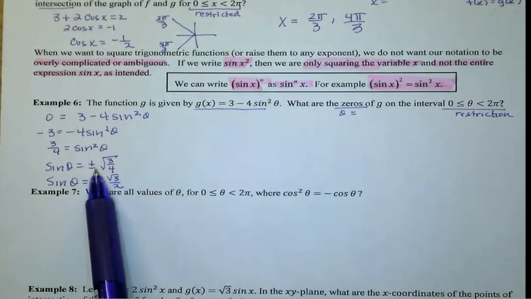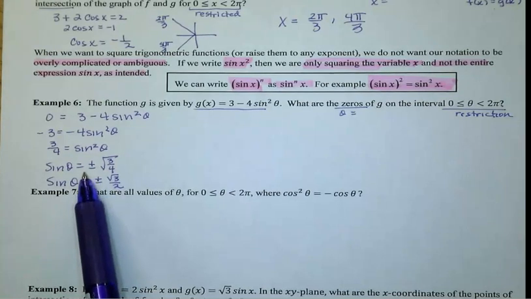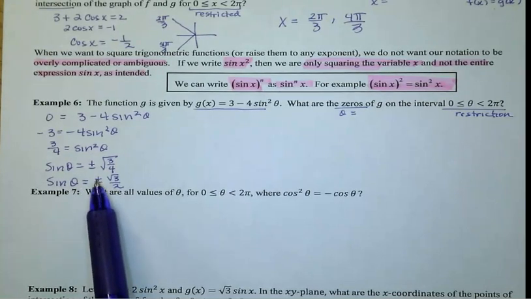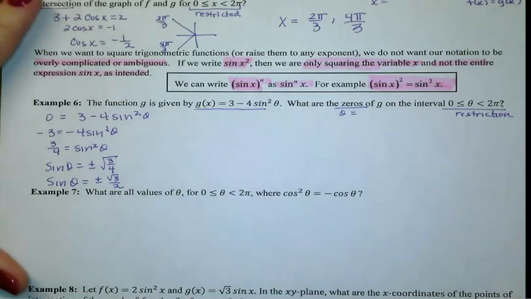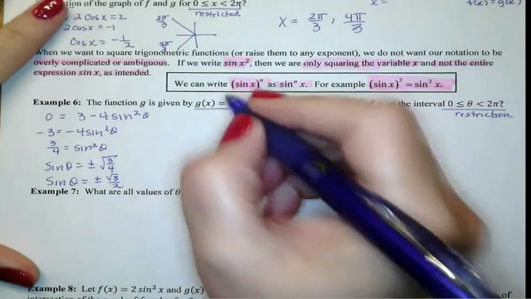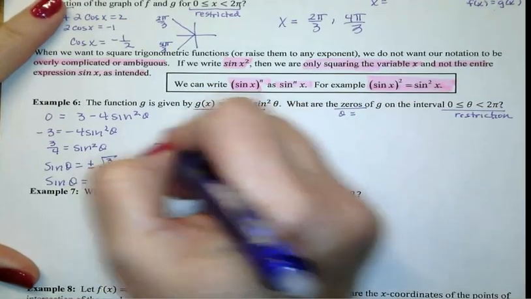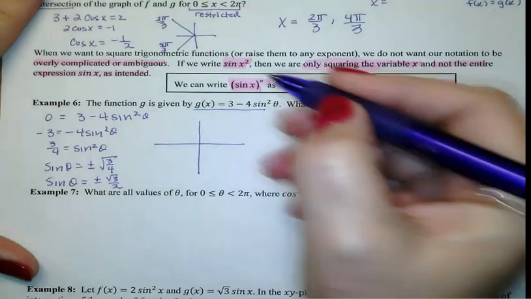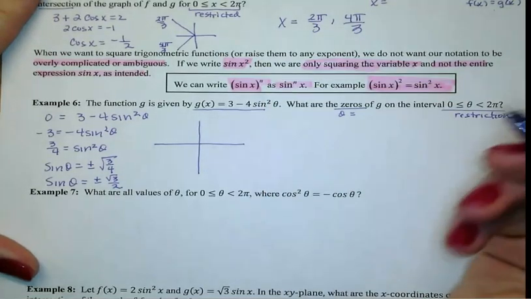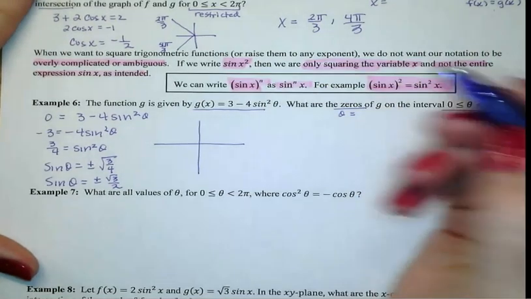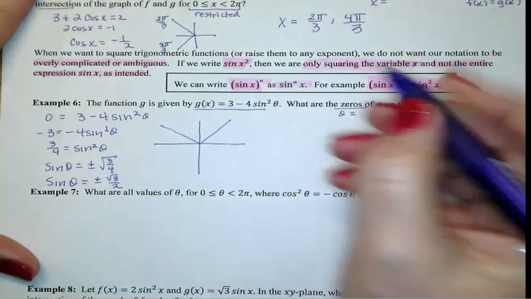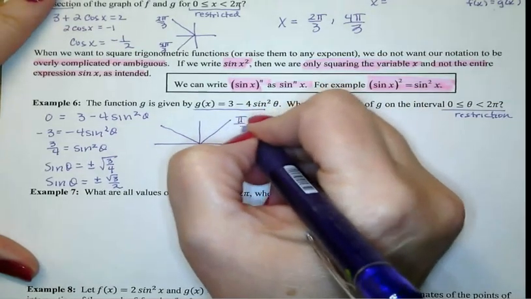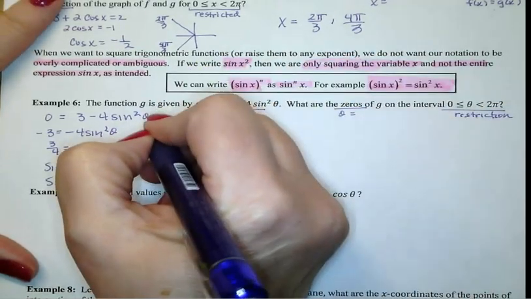Remember, when you take the square root, you need that plus or minus, or you're going to lose part of your solutions. So I have plus or minus square root of 3 over 2, because the square root of 4 is 2. So then I'm looking at my equations. Plus and minus means that I have 2 positive and 2 negative. So the two places that sine is positive, root 3 over 2, would be in the first quadrant and the second quadrant. So that's going to be pi over 3 and 2 pi over 3.